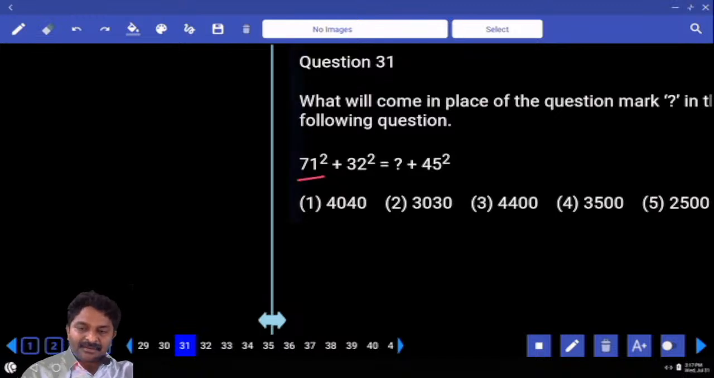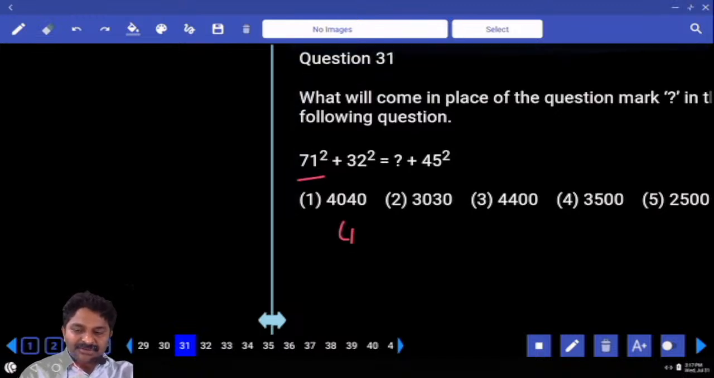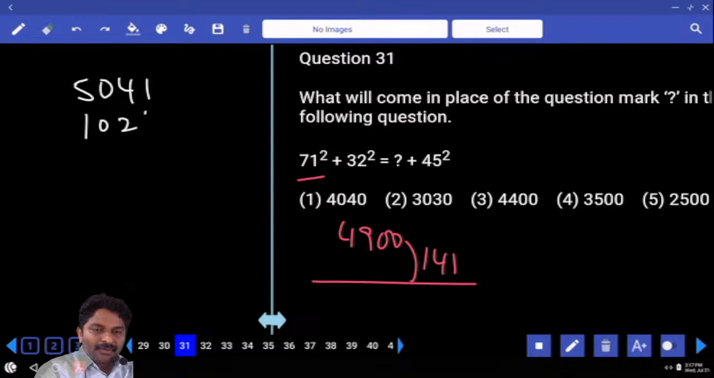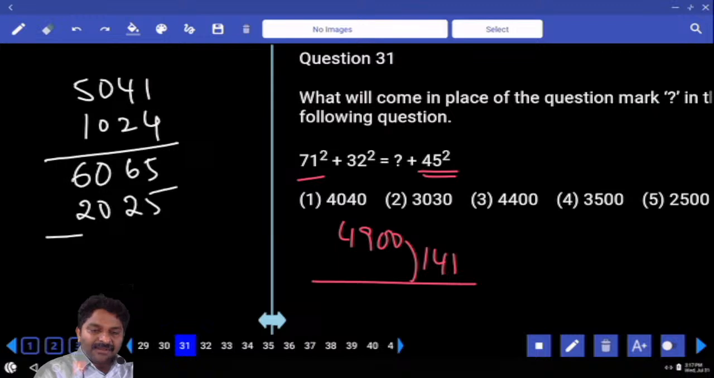71 square. You know 70 square is 4900. To this we need to add 70 and 71, which is 141, correct? If you add both, how much does it give you? 5041. 32 square, 1024, and the sum of these two numbers is 6065. 45 square, 2025. Answer: 4040.